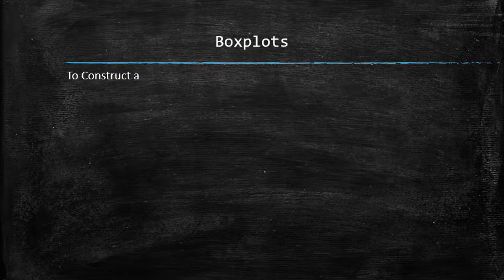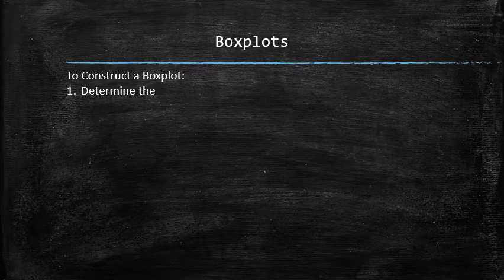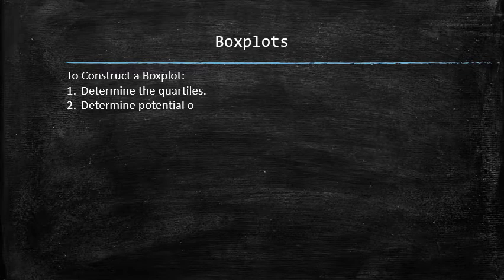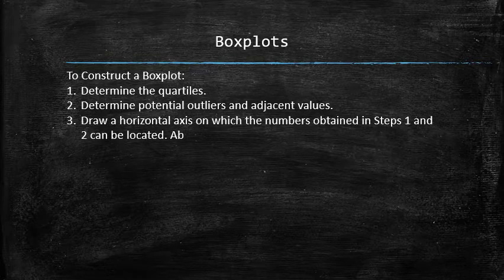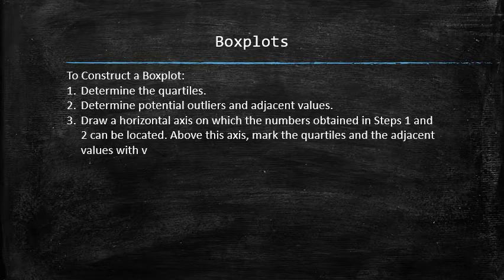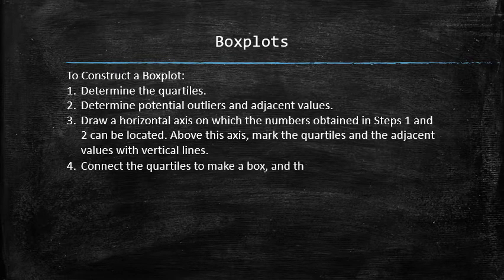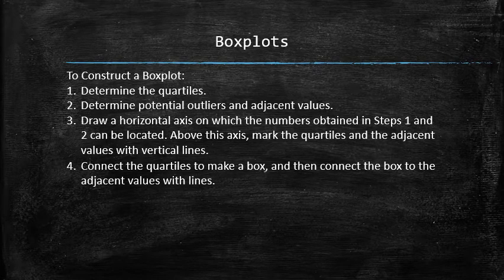To construct a boxplot, we're going to determine the quartiles and construct the 5-number summary first. Then we'll use the formulas to determine the outliers and adjacent values, if any. Then we'll draw a horizontal axis on which the numbers obtained in steps 1 and 2 can be located. Above this axis, we'll mark the quartiles and the adjacent values with vertical lines. We'll connect the quartiles to make a box, and then connect the box to the adjacent values with lines. If there are outliers, we'll mark them with an asterisk.